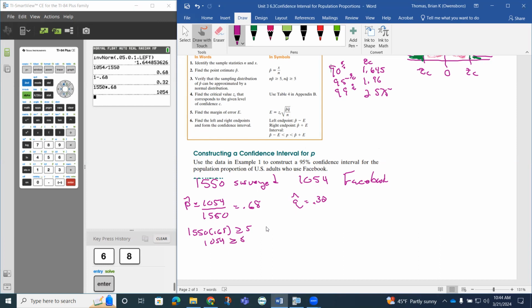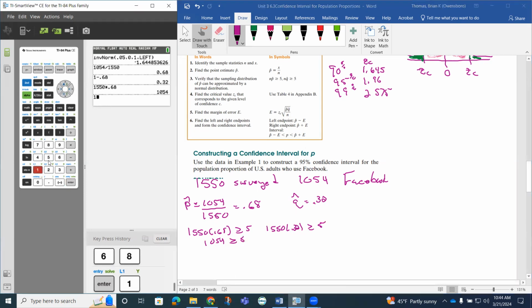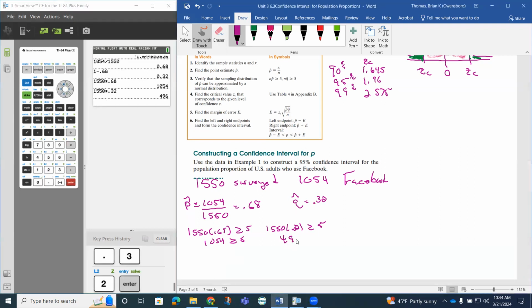And the other thing is, does the 1,550 times the 0.32 also come out greater than or equal to 5? Notice how that gives me 496. Notice how that is indeed also greater than or equal to 5. So that tells us that we can pursue determining our level of confidence.